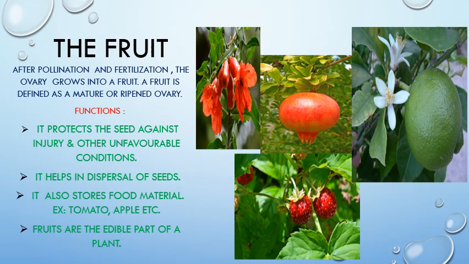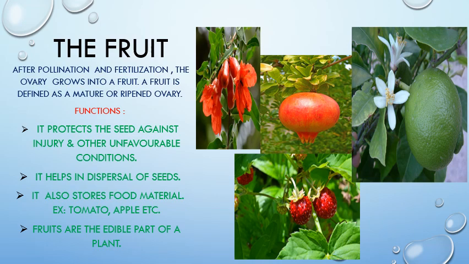Now coming to the last part of the lesson, that is the fruit. So we know that a flower grows into a fruit after pollination and fertilization. These are the two processes, pollination and fertilization, you have already learnt. The process of transferring pollen grains from the anther to the stigma of a flower is called pollination, and fertilization is a process which helps in continuing the species, right?